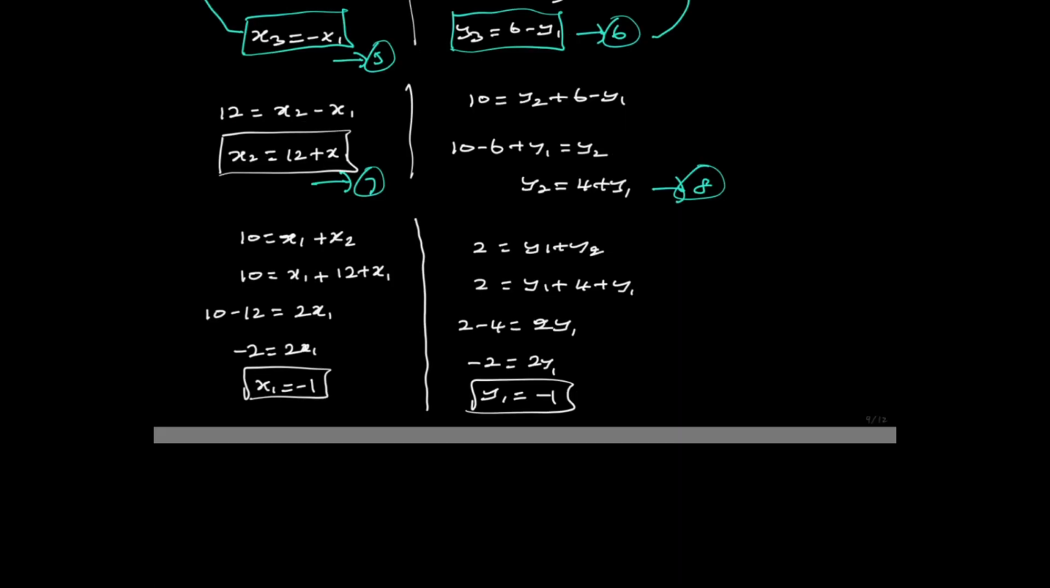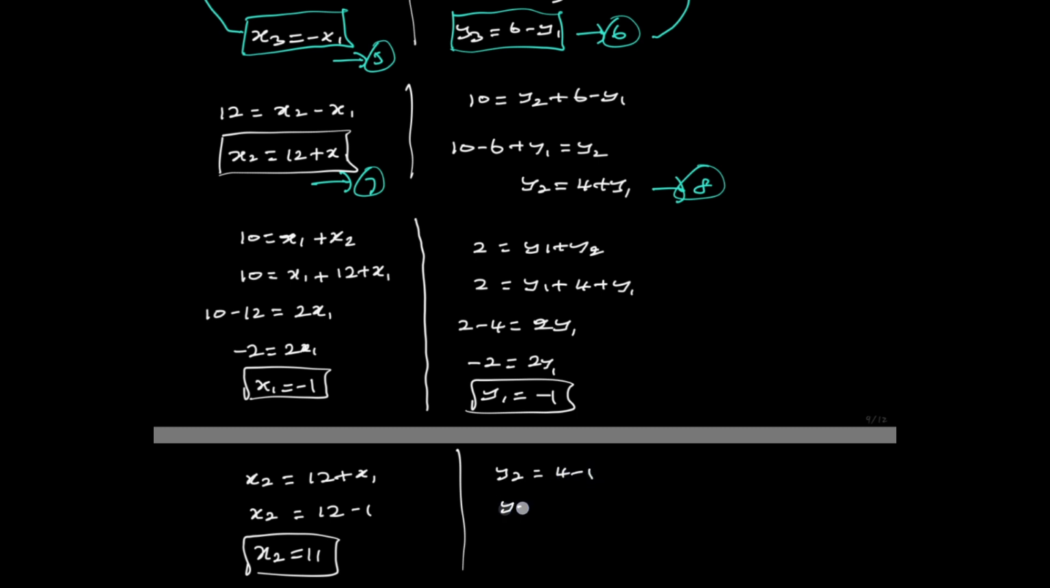Now substitute the x1 value in the seventh equation. Actually the seventh equation is x2 equal to 12 plus x1. This is equation number 7. Now substitute the x1 value, 12 minus 1. So 12 minus 1 is 11. So x2 value is 11. Now equation number 8 is y2 equal to 4 plus y1. So 4 minus 1. So y2 equal to 3. So we found x2 value and y2 value.